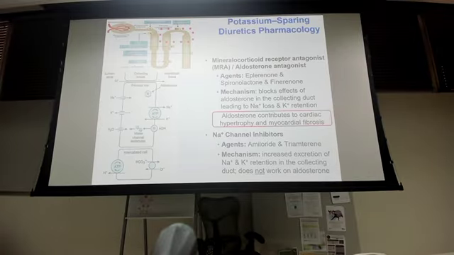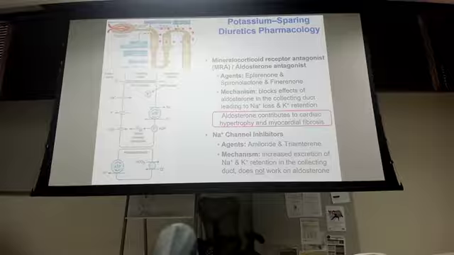So potassium sparing, we're going to hit that for a few minutes, and then we're going to be done for the day. They're a weak diuretic. Primary role is electrolyte management. We talked about why they're weak because of where they act in the nephron. If potassium is the problem, not volume, then you're going to start thinking about those potassium-sparing diuretics.